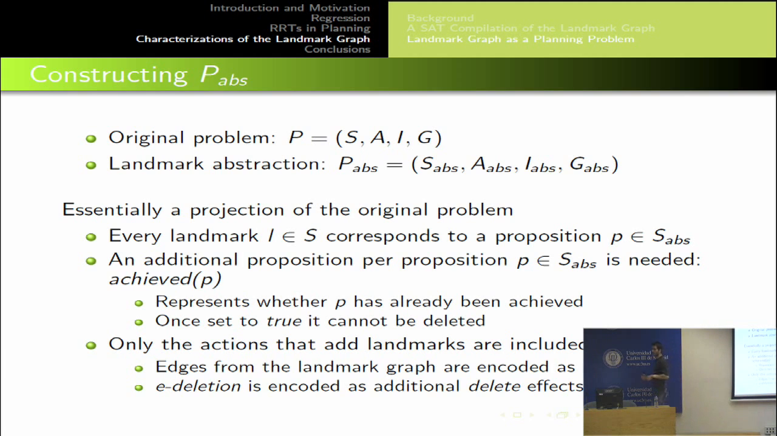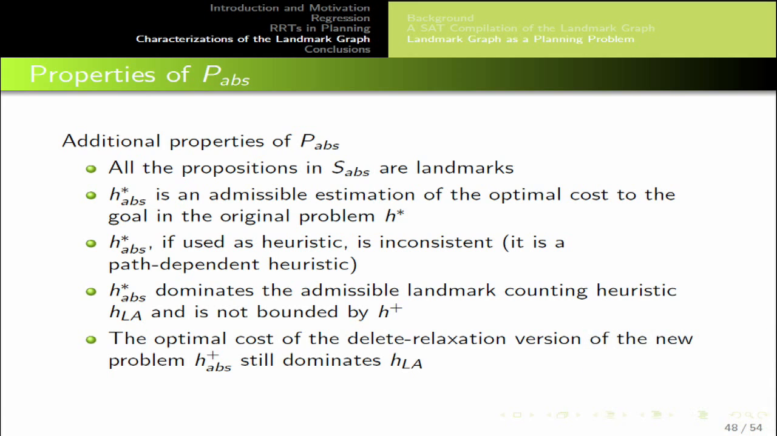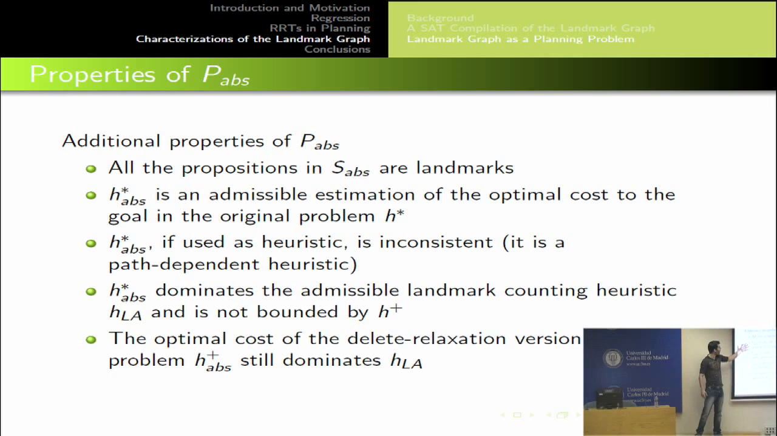So again, we will respect cycles. We will take into account that some landmarks must be reachieved, and so on. As per the formal information that we can get from this abstraction, there are plenty of properties that are related most of the time with the admissible landmark heuristics that are extensively used in optimal search. And well, there are some conclusions here.